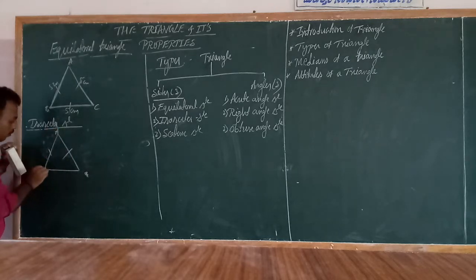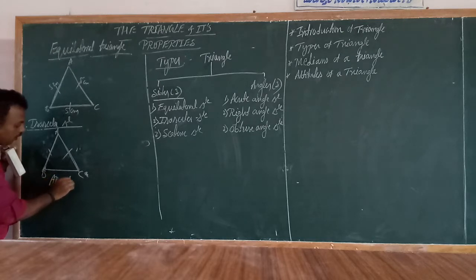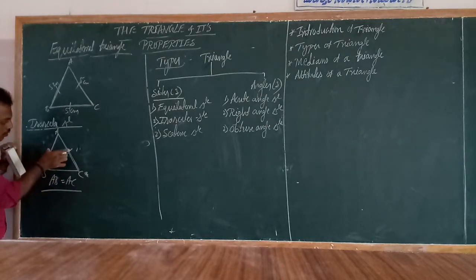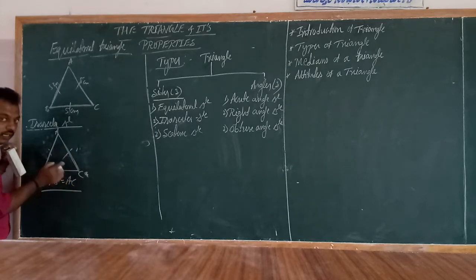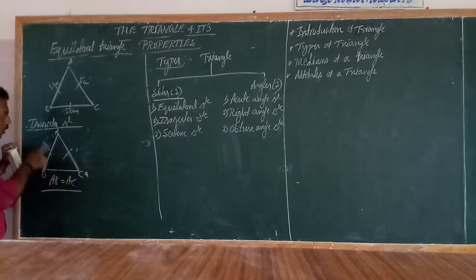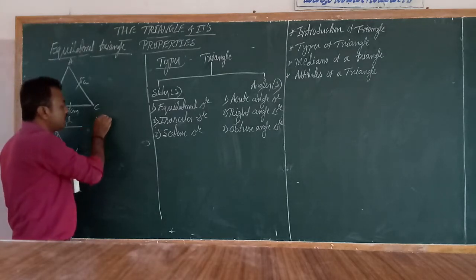See, ABC is one of the triangles. Here AB is equal to AC. Any two sides, these two sides or these two sides. If any two sides are equal in any triangle, then the triangle is called an isosceles triangle. Okay. The next, third one, scalene triangle.